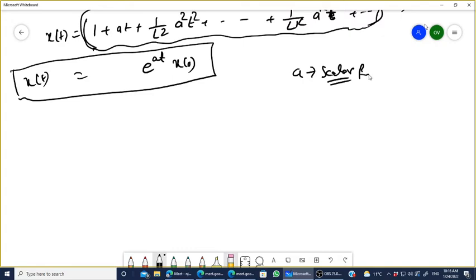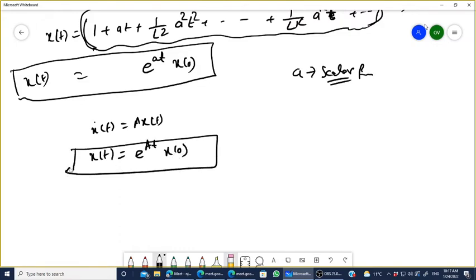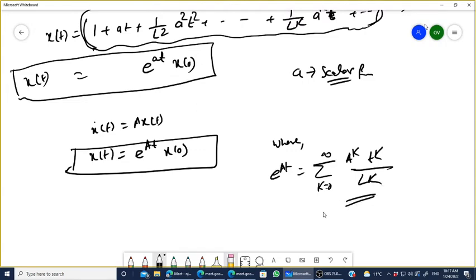If you put the vector function, that is x dot t is equal to a xt, then the solution becomes xt is equal to e to the power at x naught. This is the solution, right? Where e to the power at is nothing but the summation of k equal to 0 to infinity of a to the power k t to the power k by factorial k. So in this way you can do it.